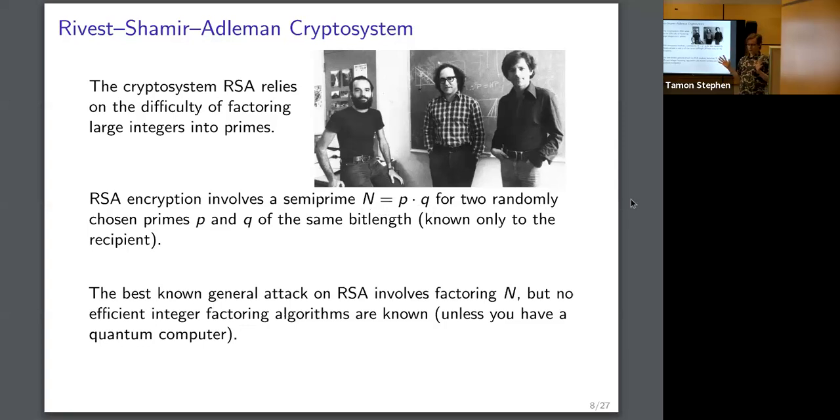N will be known to everyone, right? This is a public integer. P and Q will be private. They're hidden. Only Amazon knows them. So anyone who finds either P or Q will be able to read your credit card information, right? So the whole system is predicated on the fact that integer factorization, if N is chosen properly, is a very difficult problem, as far as anyone knows, right?